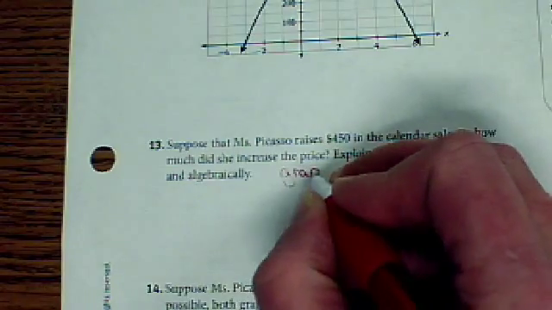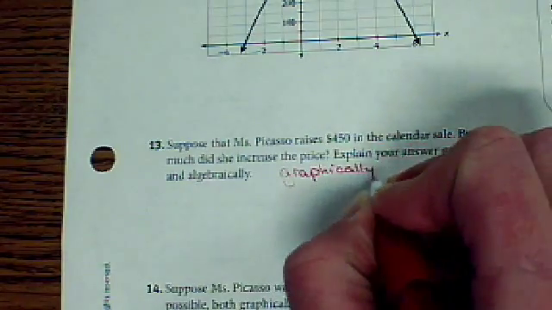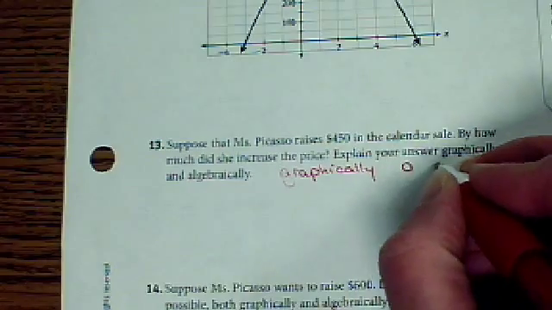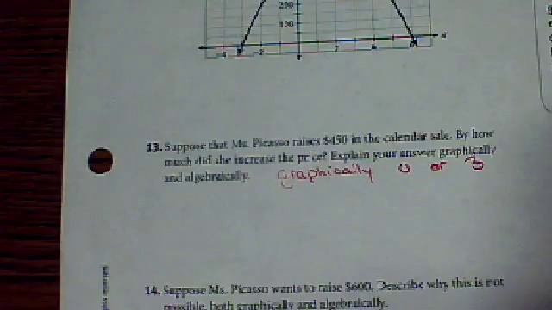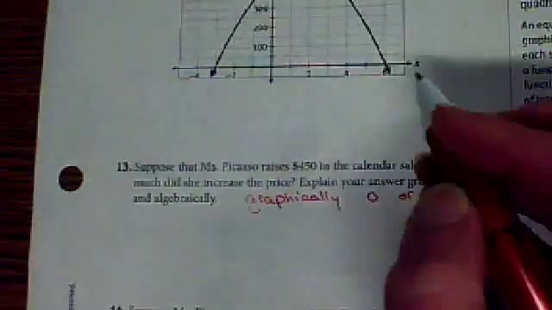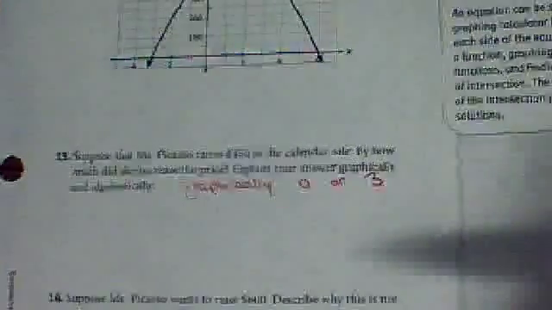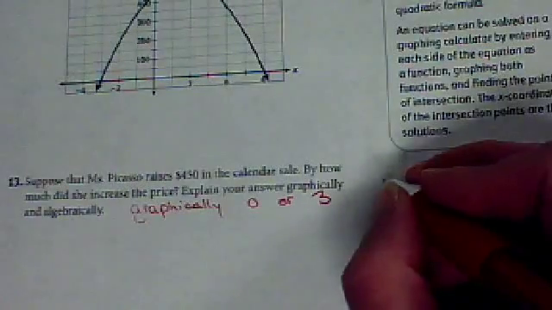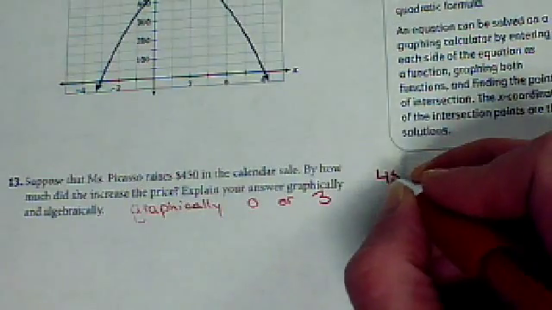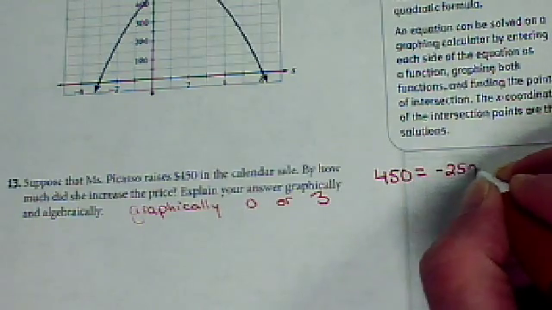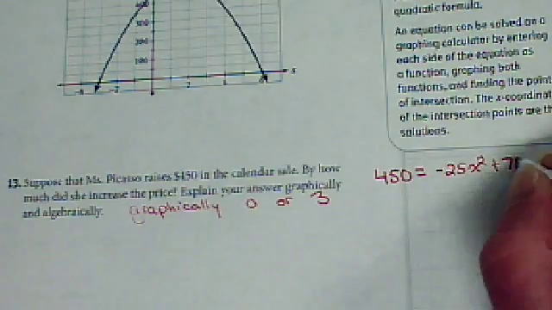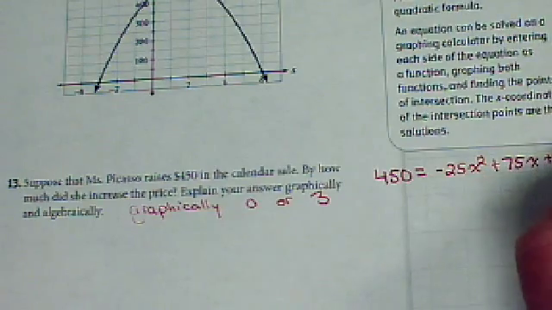Graphically, we found that it's either 0 or 3, because those are the points that have a y value of 450. Now, algebraically, those points will be found by taking 450 equals negative 25x squared plus 75x plus 450.